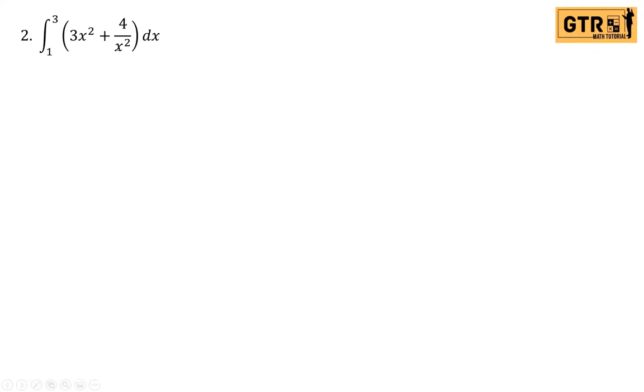Okay, next, number 2. Integral of 3x squared plus 4 over x squared dx from 1 to 3. Again, we have a direct formula for the two integrands. Just distribute the dx. Move the constant outside, so we have 3x squared, and then move the 4 outside, and then we have over x squared. Make the exponent negative by putting this in the numerator, so this will become x to the negative 2 dx.